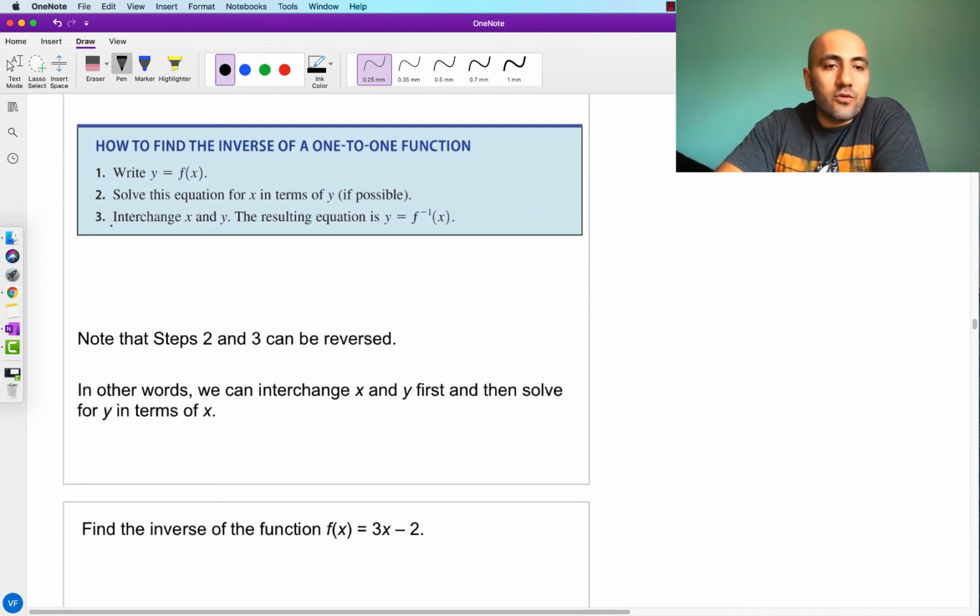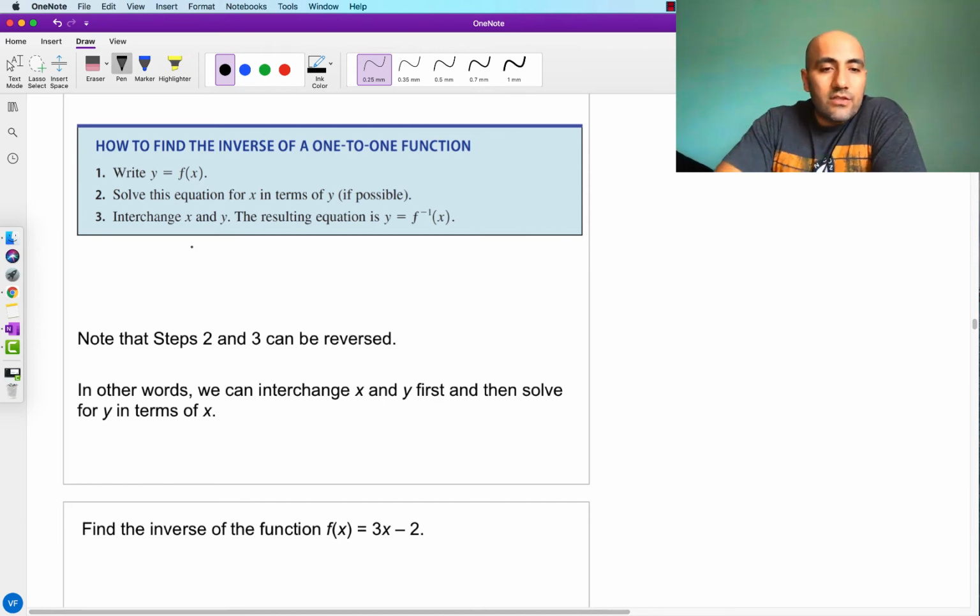So here are those little rules. We're going to start with the given equation and make sure you solve for y. So rewrite it in the form of y equals instead of f of x, right? So get rid of function notation. Step 1: y equals f of x. Step 2: we're going to solve this equation for x in terms of y, if possible. Step 3: interchange x and y, and finally the resulting equation is y equals f inverse of x.